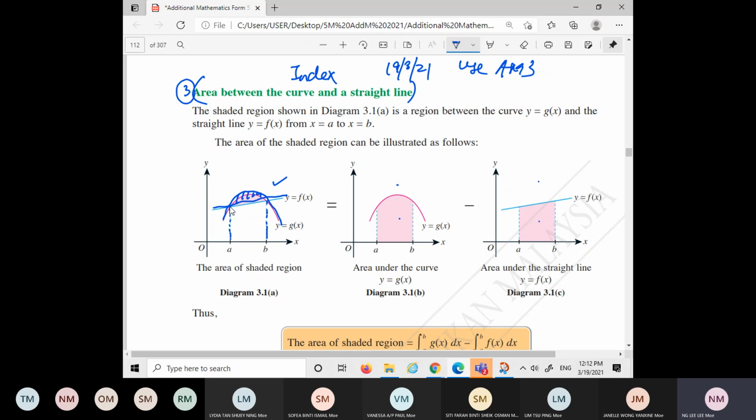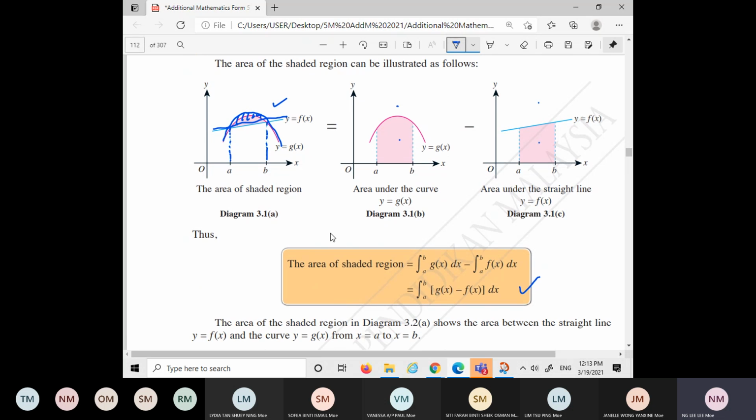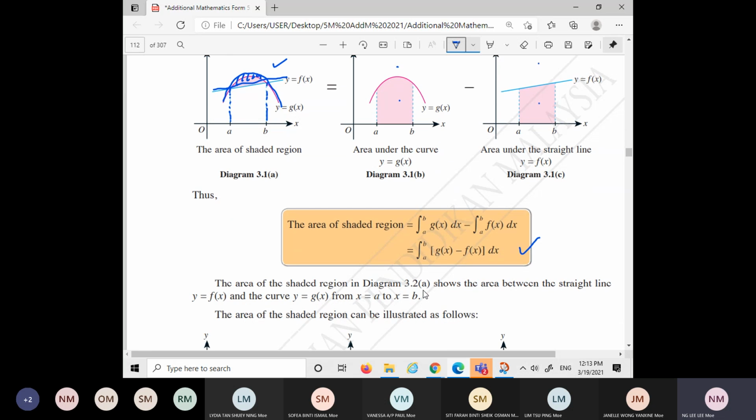So you just see which one is on top of the other. For this case, the curve is on top of the straight line, so you use the curve function minus the straight line function. The area of the shaded region: the curve one is g(x), the straight line one is f(x). For both integrations, at first they are separate, but you can combine them together. Along the way you can simplify the function first before your integrations. We will see some examples after.